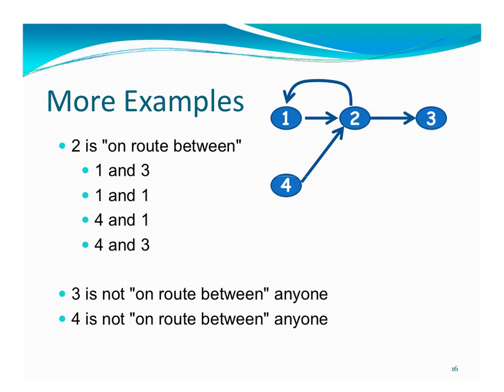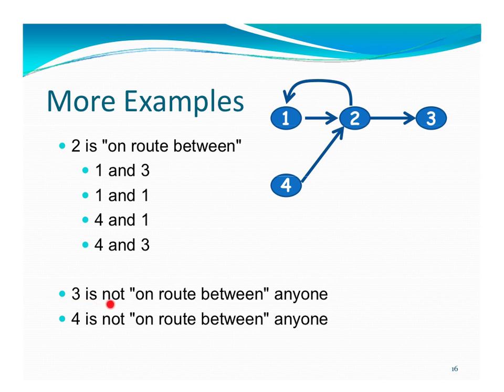So since this isn't in the book, just to make sure you understand my en route between, if we just consider who 2 is en route between, well, 2 is en route between 1 and 3, right? Because we can go from 1 to 3 via 2. 2 is also en route between 1 and 1, right? Start at 1, go via 2, end up at 1. It's also between 4 and 1, so we start at 4, go via 2 to get to 1. And it's also between 4 and 3. Start at 4, go via 2 to get to 3.